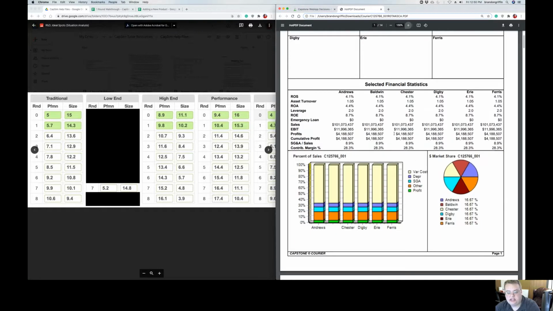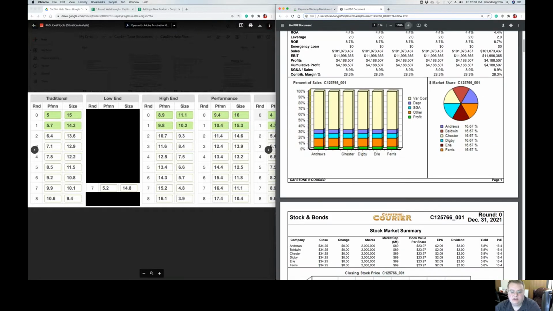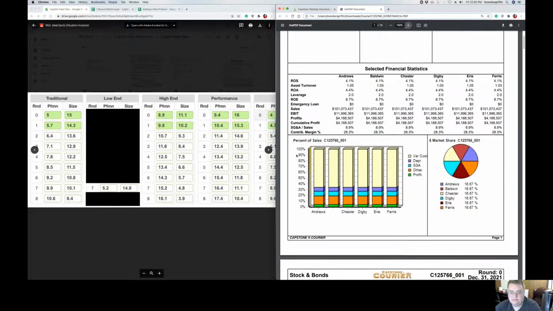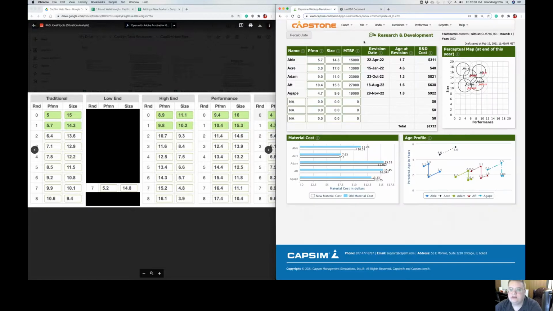This is the generic round 0 Capstone Courier that I got, but if you create a new product in any round, you're going to need your ideal spots and you're going to need your Capstone Courier. So let's go ahead and begin. This is round 1. This is the very first round we're going to do.